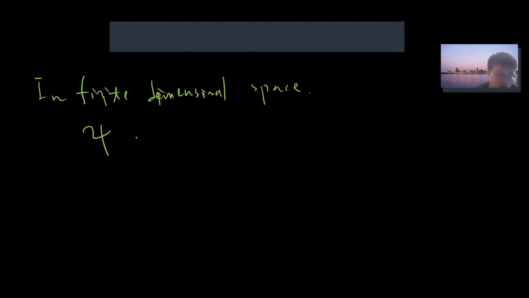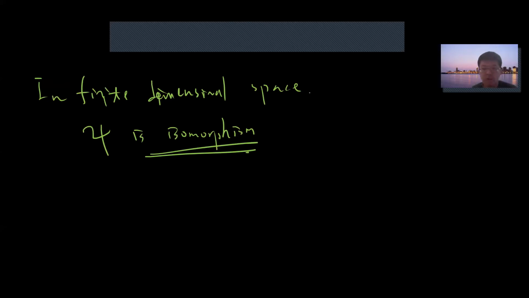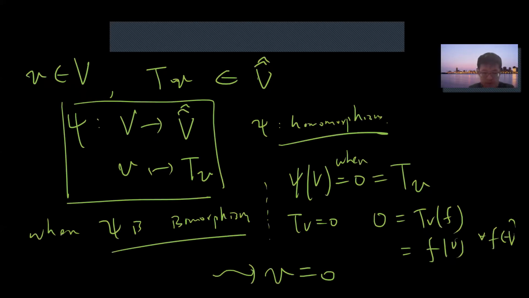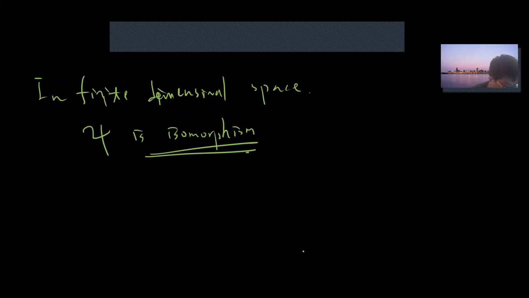Okay, so what we prove is that in a finite dimensional space, your psi is an isomorphism. Yeah, I think this is true, right? Because we prove that if Tv is 0, then v is 0. Obviously, psi is an isomorphism.